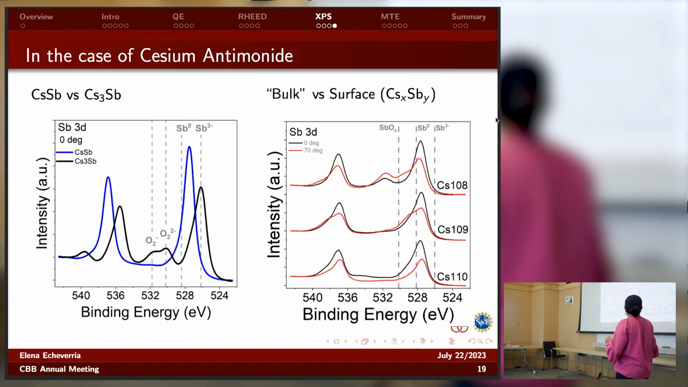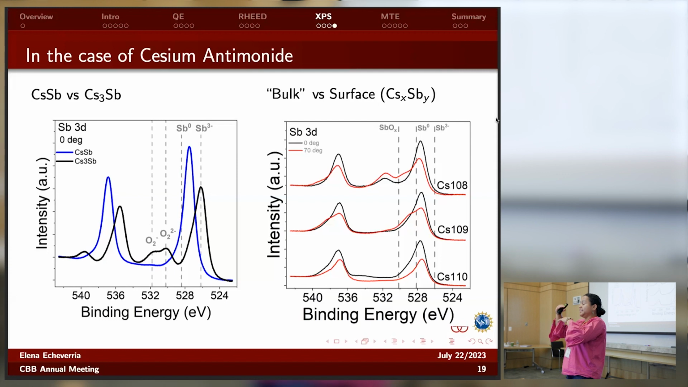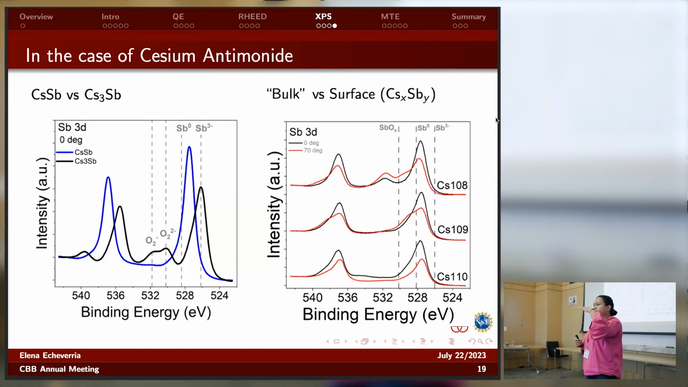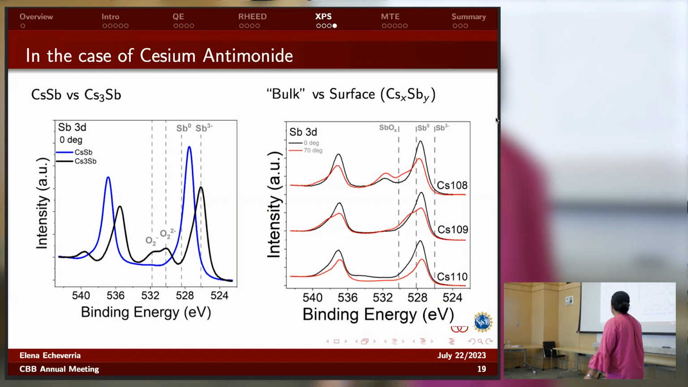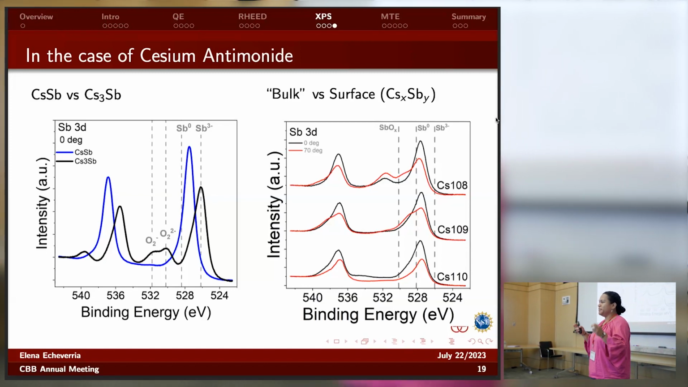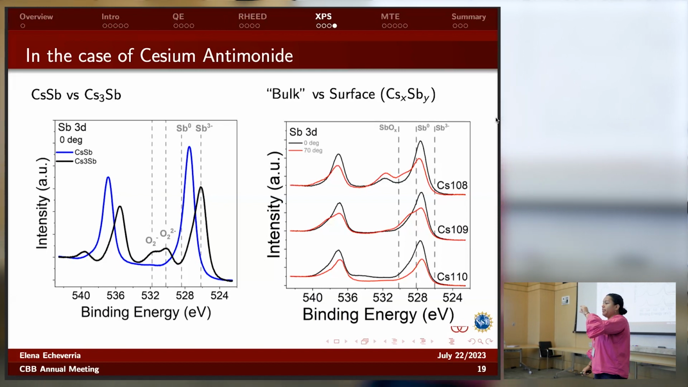Something else that we can do is we can change the angle between the analyzer and the sample, and therefore we will have more information about the top surface of the photocathode. Here I wrote bulk versus surface because, of course, it's not like we are looking at the bulk. XPS is just surface sensitive. We will look at about 10 nanometers thick. But we can compare that average thickness to the most top layer.